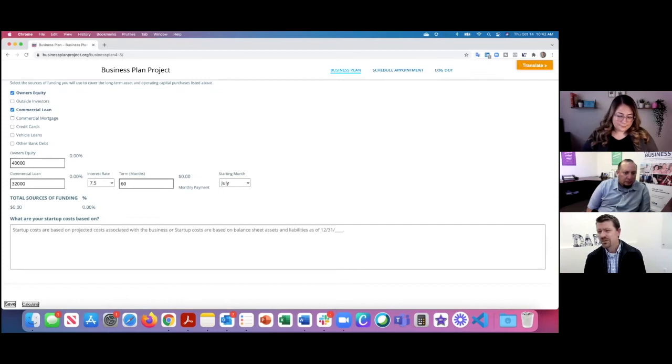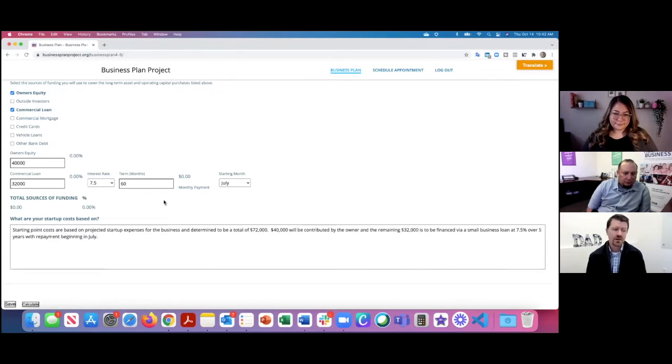Now, we need to write a sentence about that, because anybody reading this business plan is going to say, okay, how did you get to these numbers? So the assumptions are key. What are your startup costs based on? So I'm going to paste that in here, saying that our starting point costs are based on projected startup expenses determined to be $72,000. $40,000 will be contributed by the owner. The remaining $32,000 will be financed via a business loan.